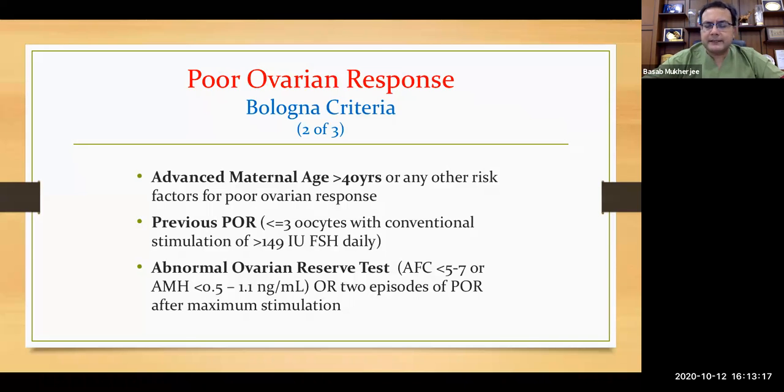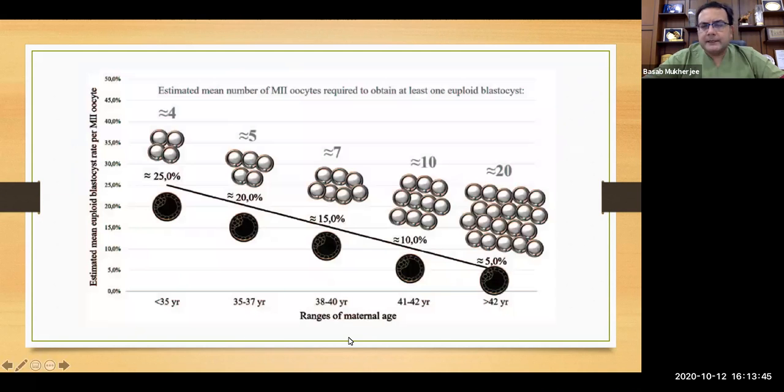The ovarian reserve test is something we will be discussing a little later in this presentation. If it is an abnormal test, it should be defined as an antral follicle count of less than 5 to 7, or an AMH of less than 0.5 to 1.1 nanograms per ml. We would consider that another poor ovarian response criterion. If 2 out of 3 are present, the woman has poor ovarian response, and she may need individualized or specialized care to get a better chance of pregnancy. So this is the idea.